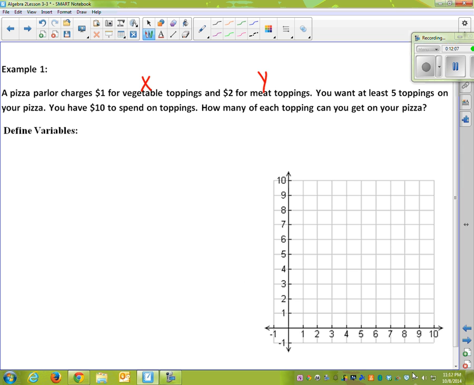So down here on the x-axis, I'll put veggies. And on the y-axis is the meat. You want at least 5 toppings on your pizza. That means I need 5, 6, 7, 8, more than 5 toppings. So at least will be written as veggies plus meat need to be greater than or equal to 5. 5 is the smallest amount of toppings.